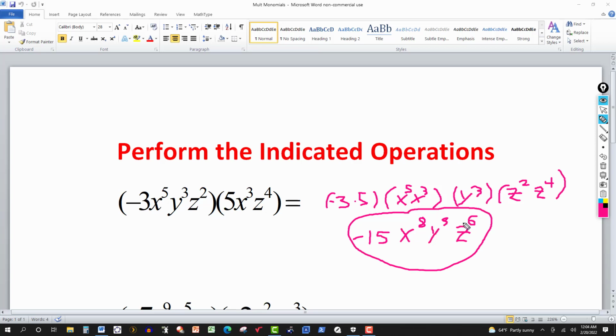If they ask you for the degree of the monomial, you simply add the exponents. 8 and 3 is 11, and 6 is 17. Now, depending on what your teacher wants, you can just do it by inspection here and just say, well, I know I have to multiply the coefficients, so 5 times a -3 is -15. Just bring it down. And then we have an x to the 5th, we have an x to the 3rd. I know if the bases are the same, I add the exponents. 5 and 3 is 8. I get x to the 8. I only have one y term, so I just bring it down, y to the 3rd. Again, z squared and z to the 4th, 2 and 4, 6. There you have it.